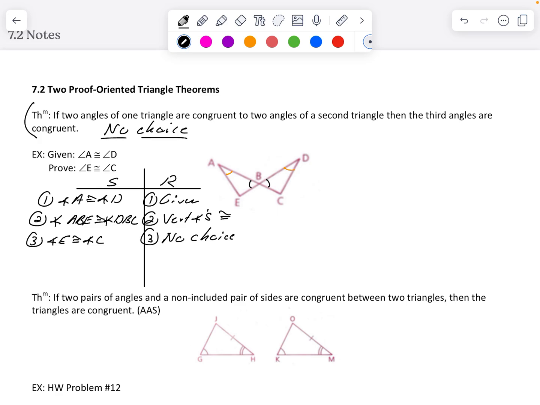We could say the no choice theorem. It probably looks a little better, just the no choice. But it's the no choice theorem. If two sets of angles are congruent, then the third angles have to be congruent as well.